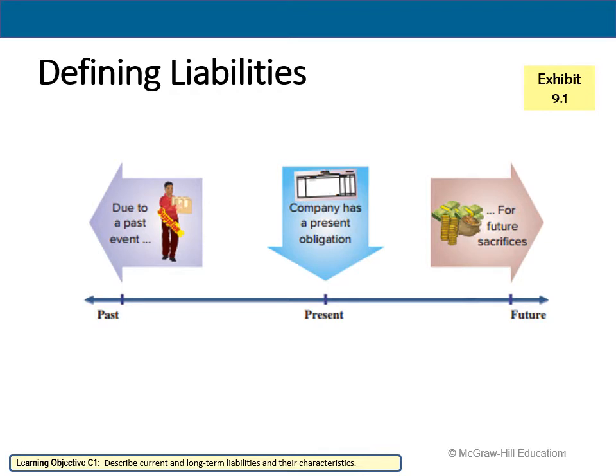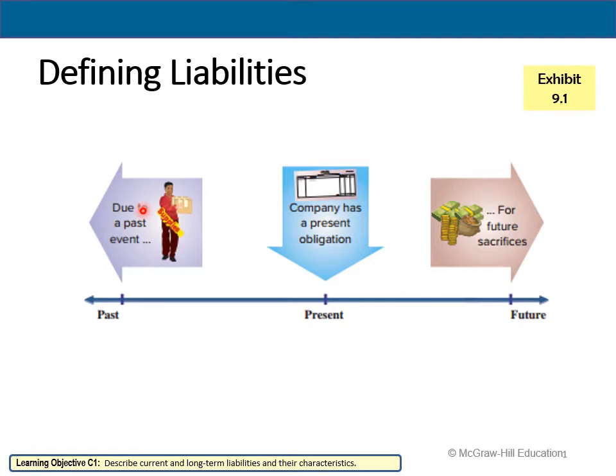So we've talked about what liabilities are before, so I'm going to go a little quicker here. But a liability is a present obligation, which technically means a sacrifice of future resources. Generally, we're talking about money. All right, sacrifice of future resources due to something that's already occurred.